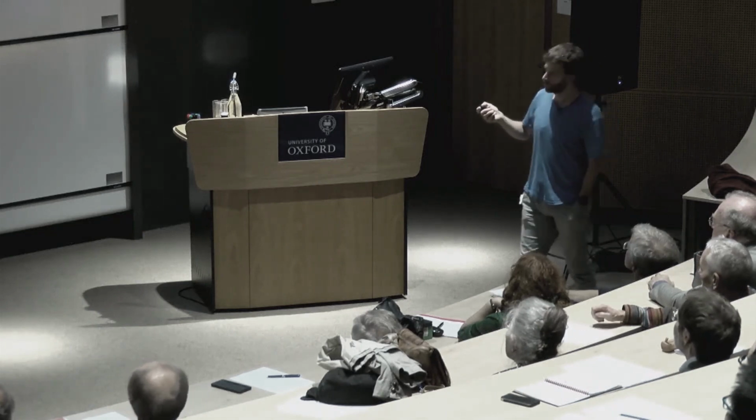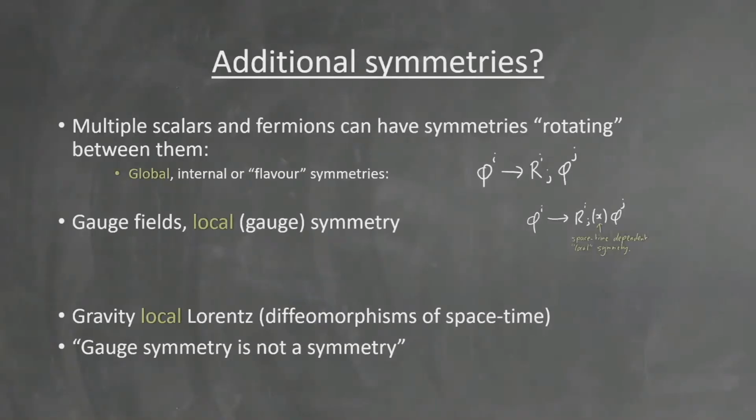Good. Now, as well as Poincare symmetry, there are, of course, additional symmetries. So first of all, I can have more than one scalar or more than one fermion, and then they can rotate into each other. So roughly speaking like this. This is like an SU2 or an SU3 where I is an index. And you can also have local symmetries.